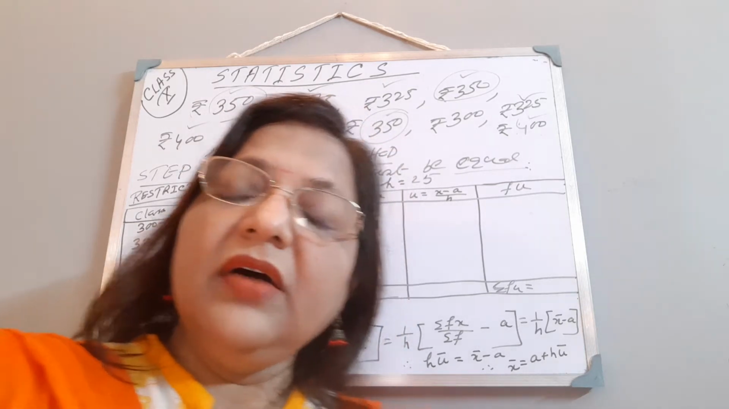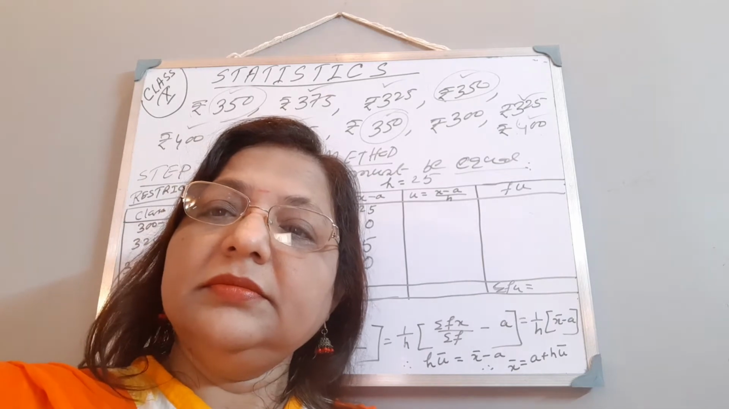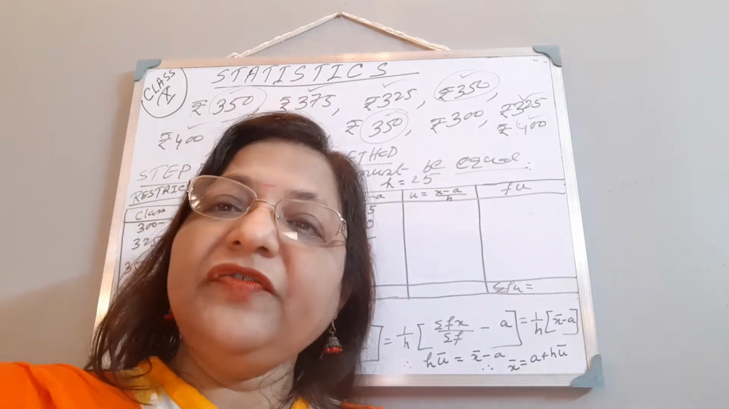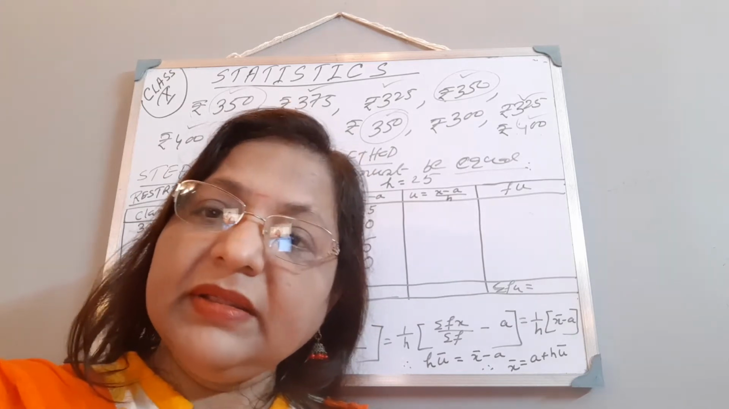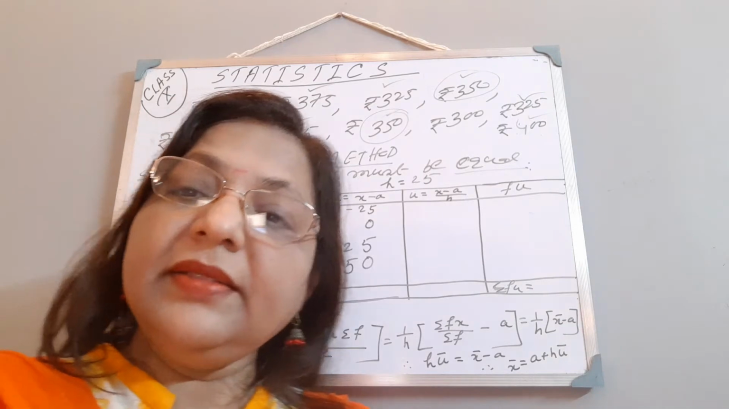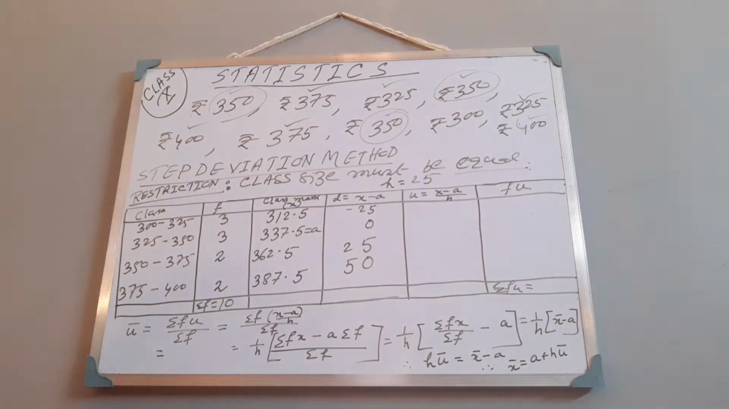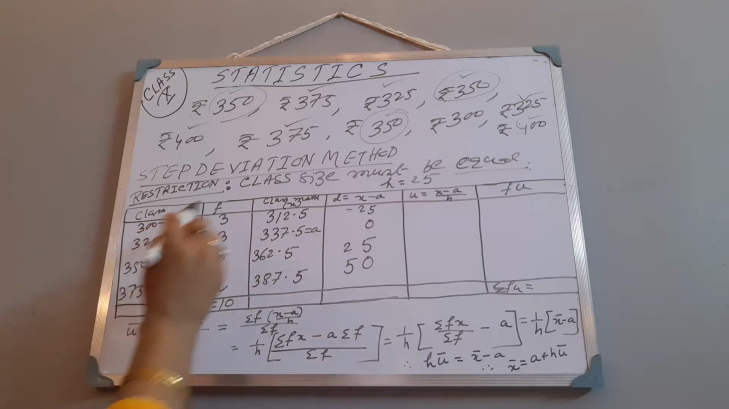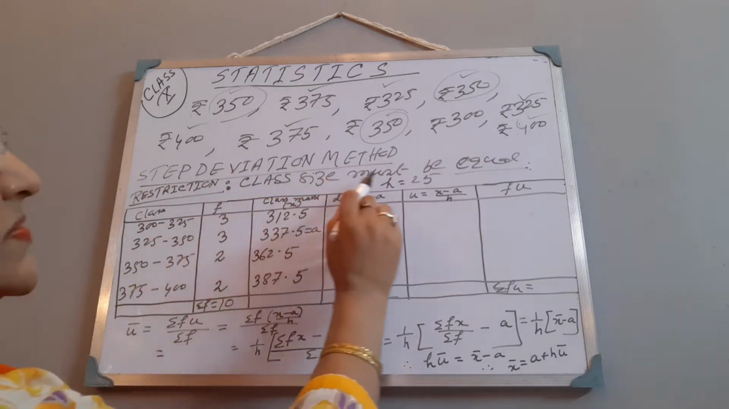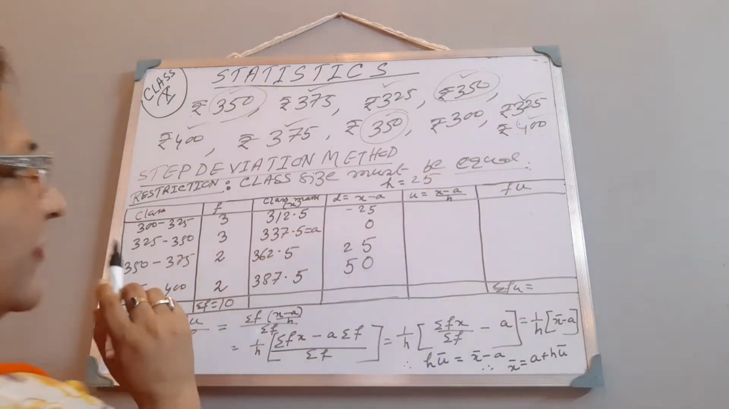Class 10, we are discussing mean. In the last video, I already showed how to find the mean in the direct method and deviation method. Now I will explain the step deviation method with the same data. Step deviation is another method to find the mean. Only one restriction is there, that is class size. Class size must be equal in the step deviation method.